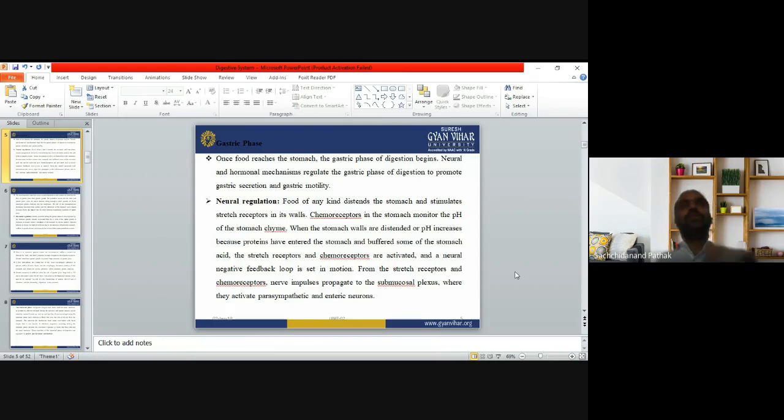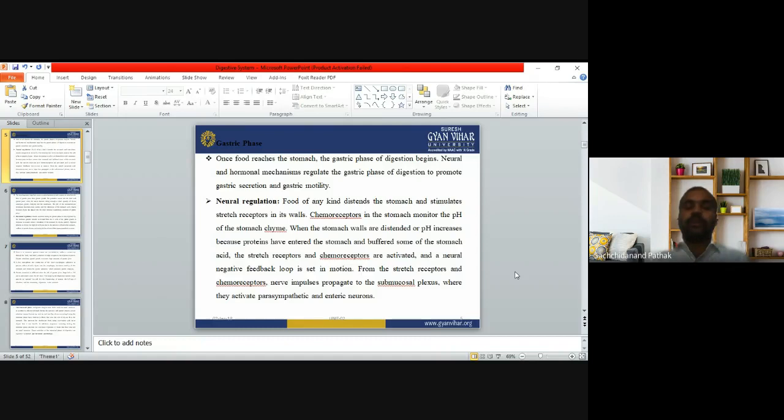When food goes into the stomach, how will the gastric phase work? See, when food goes into the stomach, what will happen? Two things will happen. One, the pH of the stomach will change, because the food going inside contains protein, and it causes neutralization of the acids. Acid will go down, pH will increase. So one thing is that the pH of the stomach will change.